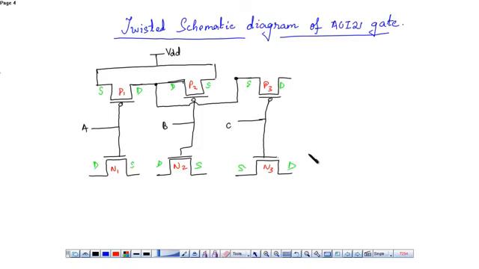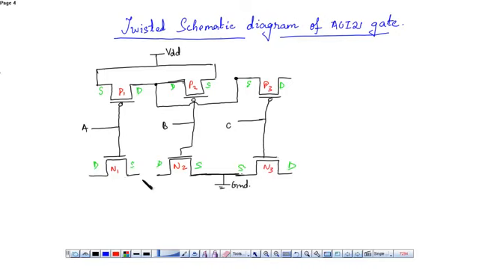this drain. Before that, the sources of N2 and N3 were shorted and were connected to ground. The source of the NMOS is connected to ground. P1 and P2 were in parallel, N1 and N2 were in series. N1 and N2 in series were both in parallel with N3.